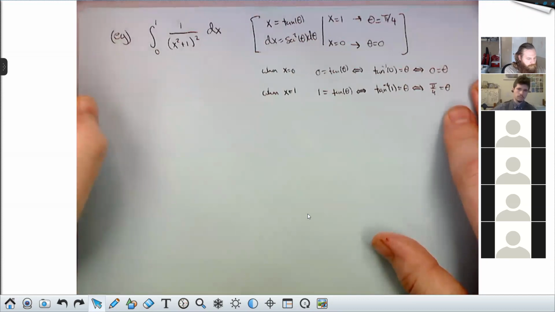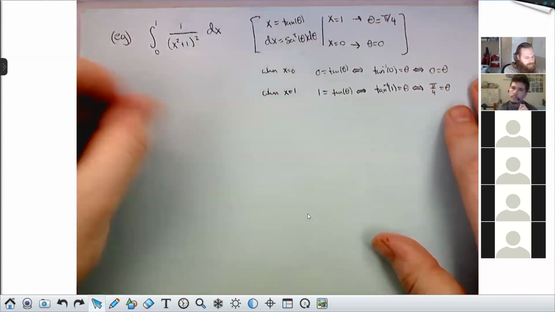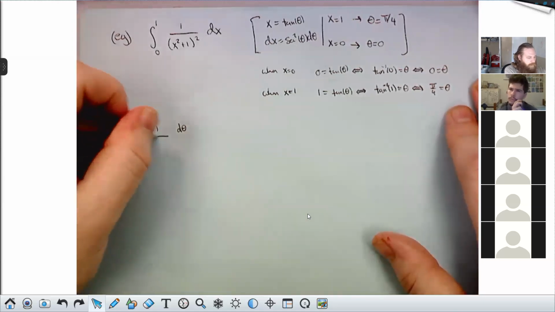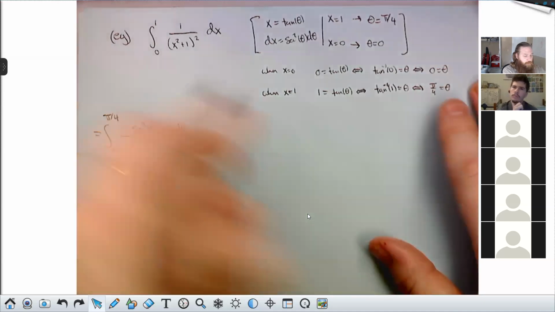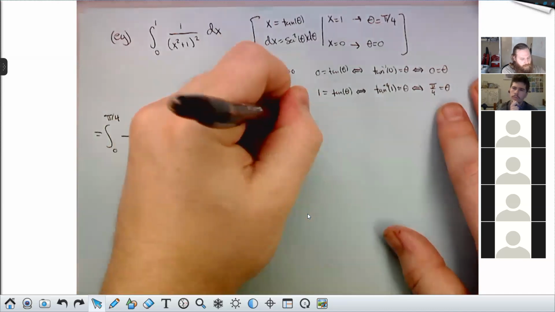And I will get that new integral by plugging in all of the relevant pieces. So new integral 0 to pi over 4. dx is secant squared theta d theta. Do we need to worry about multiples of 2 pi? Yeah, so again, we really need to make sure we're comfy with the definitions of the inverse tangent function.